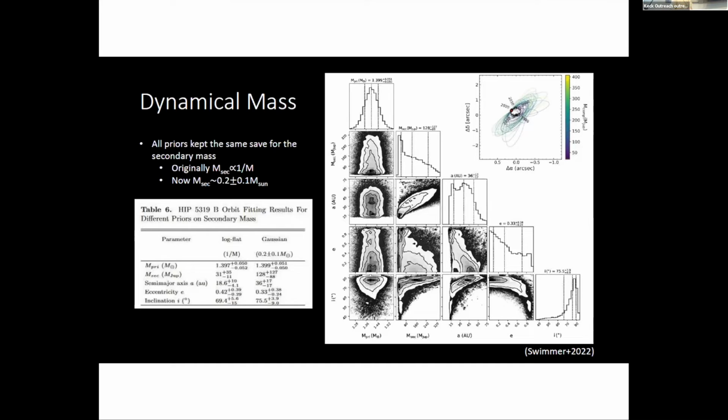We hope that with precise radial velocity measurements of the host star, better coverage of its orbit, as well as continuing data releases from the Gaia mission, we'll be able to better constrain this and ultimately make stronger claims on the nature of this companion.